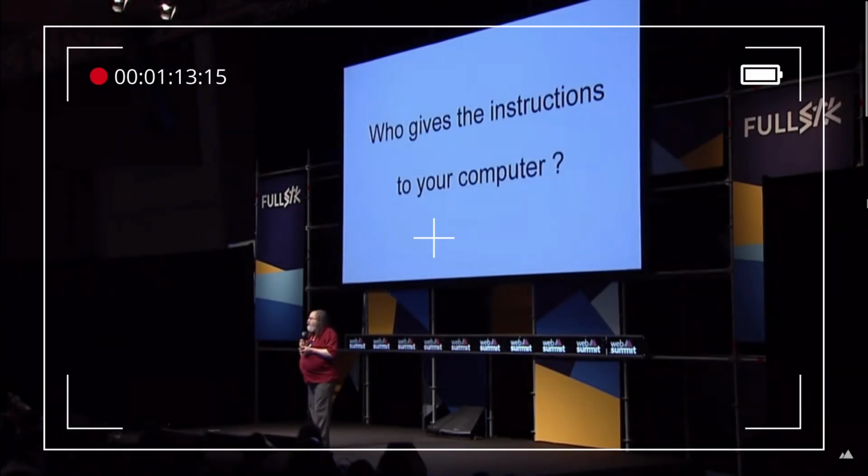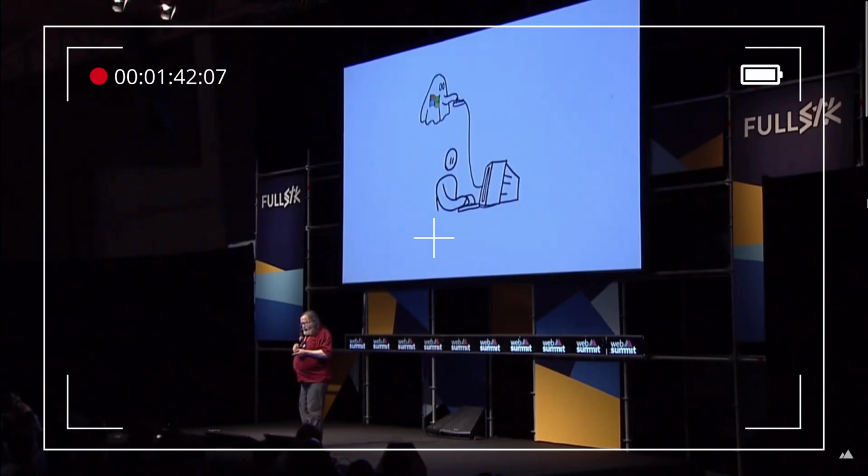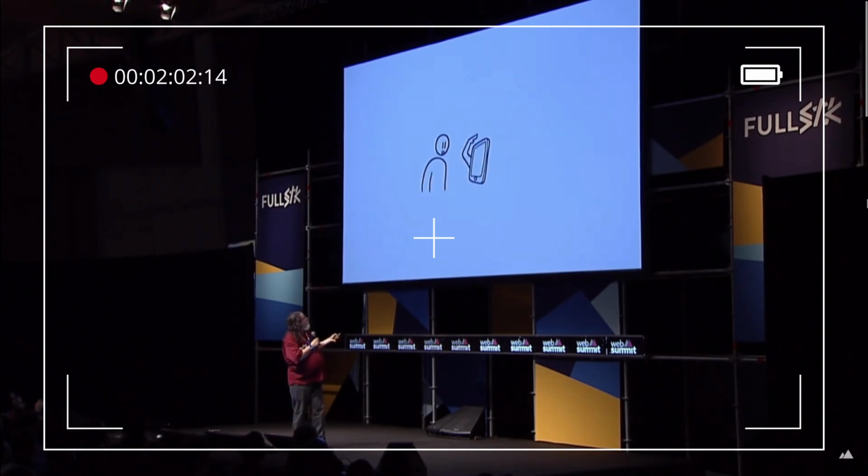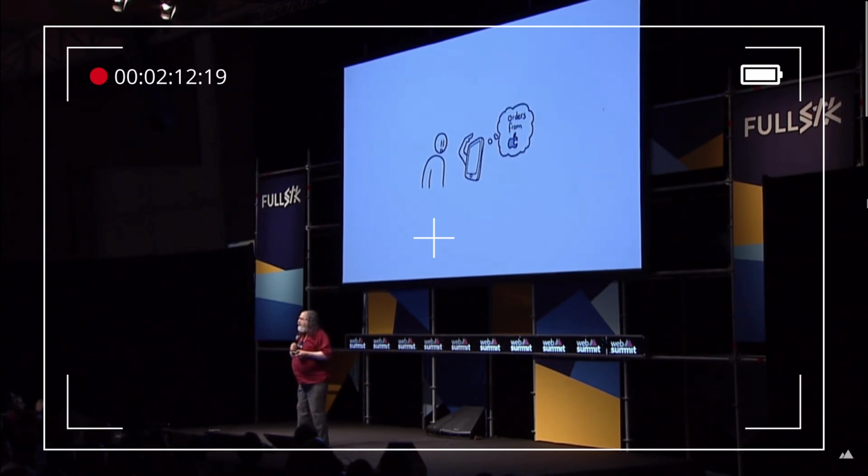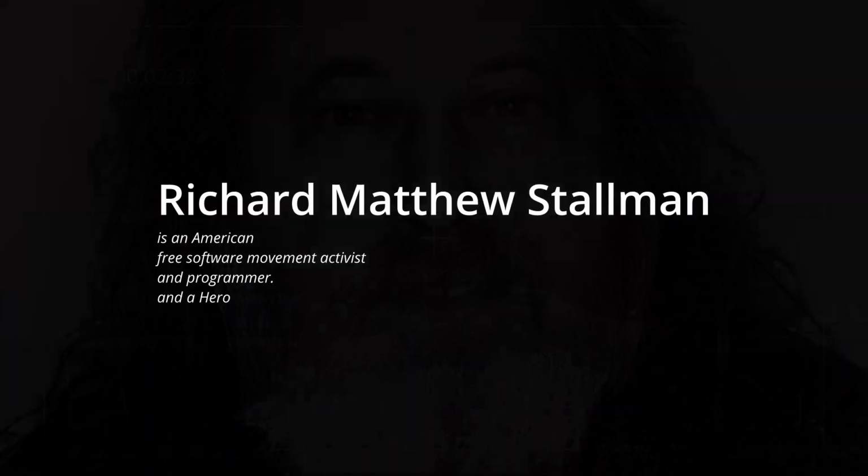Well, who is giving the instructions to your computer? You might think it's you. You might think it's you when, in fact, it's somebody else. You might think your computer is obeying you when really it's obeying the real master first, and then it only obeys you when the real master says it's okay.